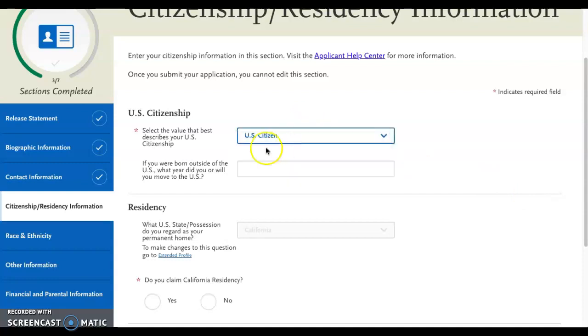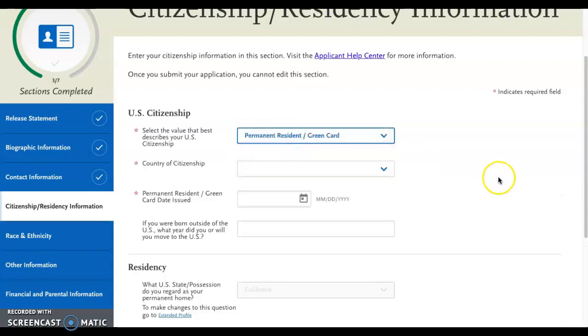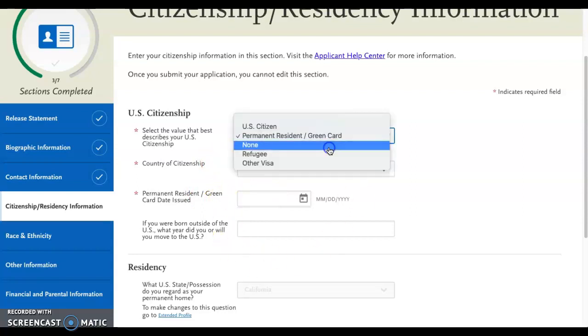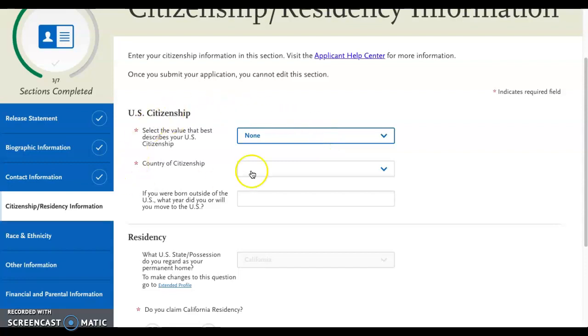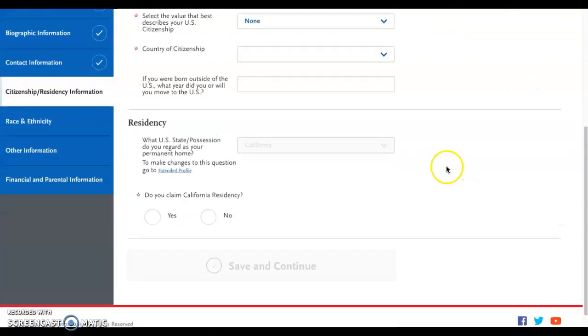If you are a U.S. citizen, you just want to indicate if you were born outside the U.S., what year you began your stay in the U.S. If you are a permanent resident, green card holder, you'll be asked to provide your permanent resident card information. And if you are undocumented, you would just put none and indicate your country of citizenship. Please note that it is not a requirement for a student to be a permanent resident or a U.S. citizen to attend a CSU.